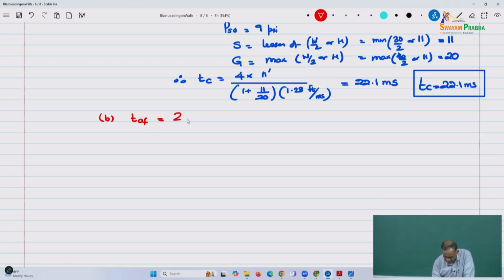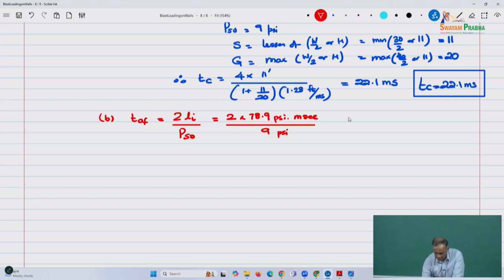So this is 2I divided by PSO. Yeah, since we're using it with PSO, you can use that. So this comes to 2 times 78.9 psi millisecond divided by 9 psi. So TOF comes to 17.53 milliseconds.